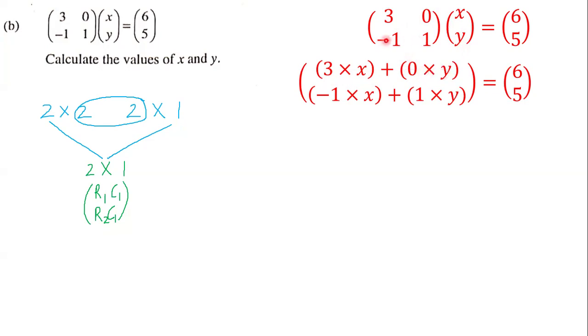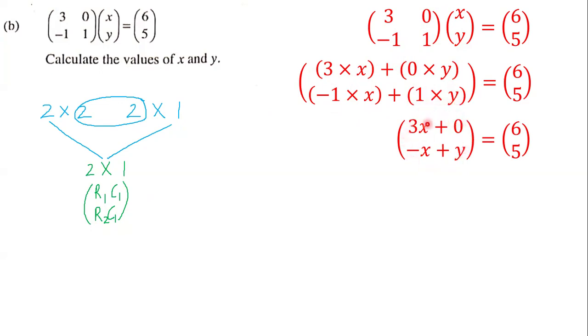Then we have row 2, column 1, based on our formula. So we have -1 multiplied by x, which we have here, and we have 1 multiplied by y. Now let's simplify this matrix. So we have here 3 times x. Then we have 0 times y, and 0 times y is simply 0. Then we have -1 times x, which is simply -x. And 1 times y is simply y.